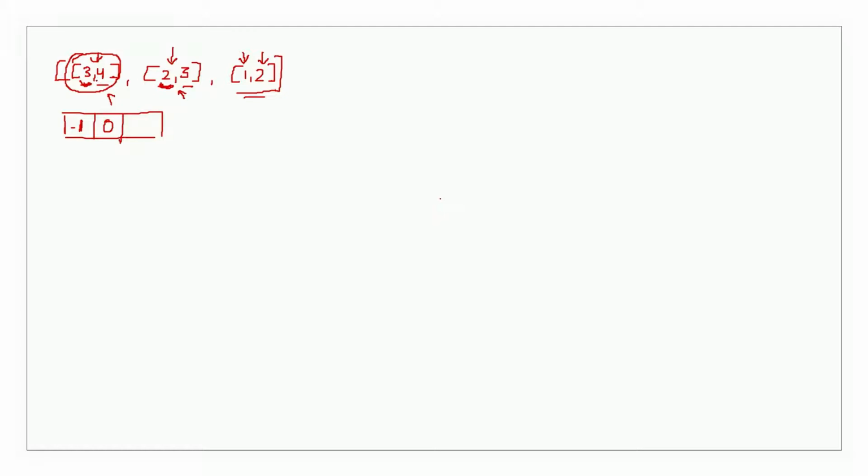So out of 3 comma 4 and 2 comma 3, 2 has the minimum start value, so this interval becomes the right interval for this interval, and I add the index for this interval to the final answer. So I add 1 here, and this is my output array. This is the array which I need to return here.